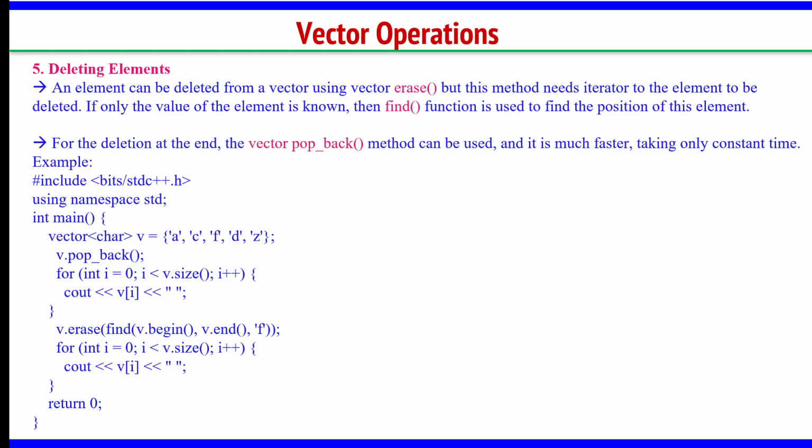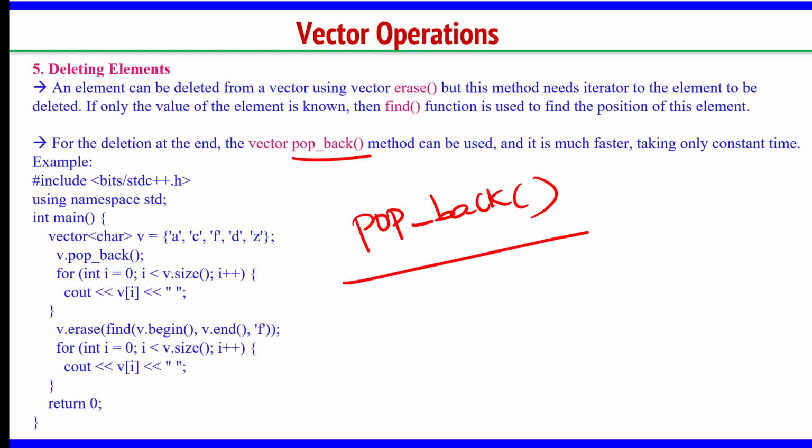Then the next one, deleting elements in a vector. How do you delete an element in a vector? There are 3 functions here, in fact 2 functions. To delete the last element, use the function pop underscore back. This will delete the last element of the vector. But if you want to delete a certain element, okay.